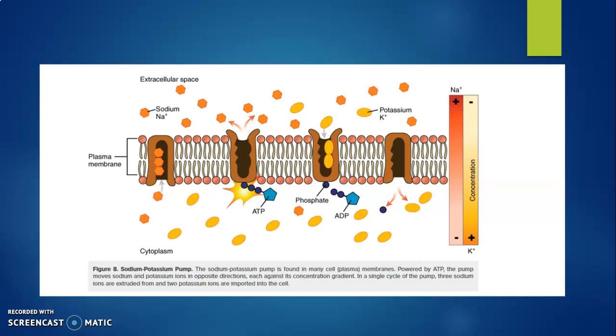And here's just another picture of the sodium-potassium pump. As you can see, these little yellow ovals would be the potassium, and the little orange ones, those would be the sodium. And these are the pumps right here. We have our phospholipid bilayer, and so it'll take the potassium, and it is powered by ATP also.